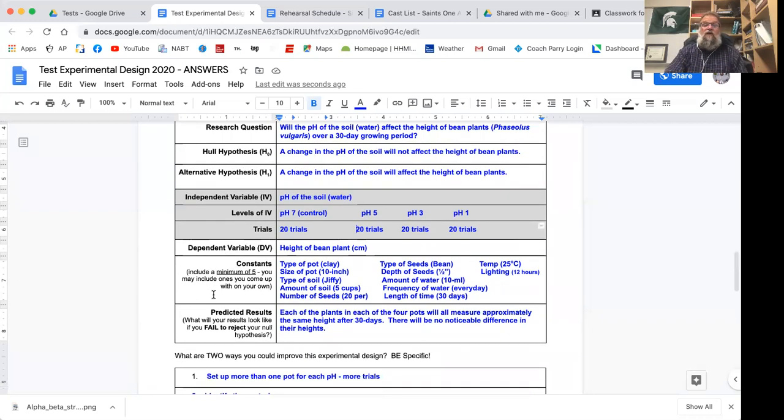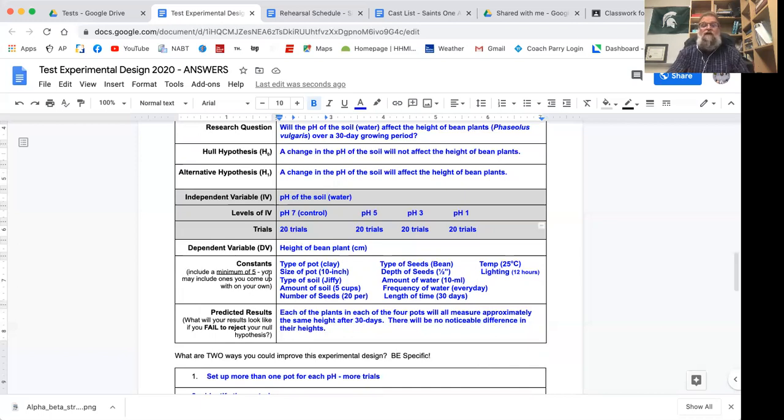Constants, it says, include a minimum of 5. These are all the different constants that were up in the paragraph above. So coming up with 5 should have been pretty easy. There was 3 points awarded for this part. If you had 5 of them and you had in parentheses, you defined what that was going to be, you would have gotten all 3 points. If you did not define them in parentheses, you may have only gotten 1 or 2 points.